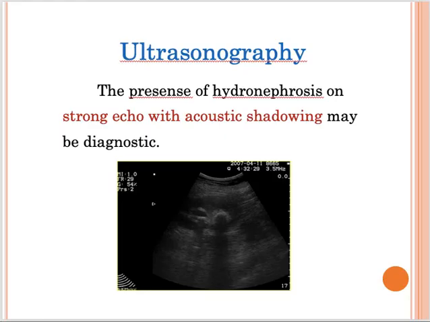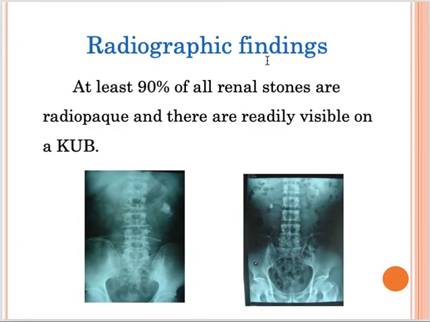So, to diagnose the stone, we can do many investigations. We can go for ultrasonography. It can tell us whether there is any hydronephrosis or not, or it can also show the stones. Okay, so ultrasonography can be very easily done, and it is very good to locate the stones easily. We can go for X-ray KUB. KUB is basically kidney, ureter, and bladder.